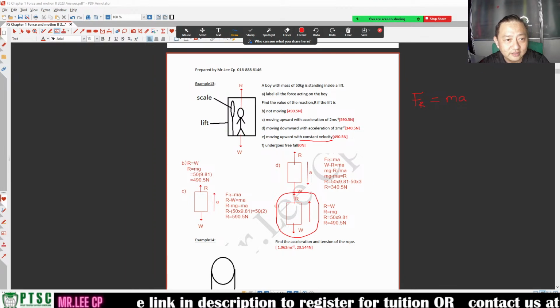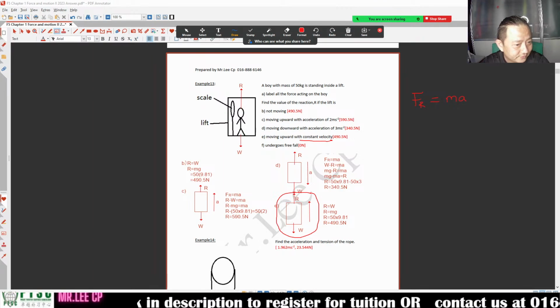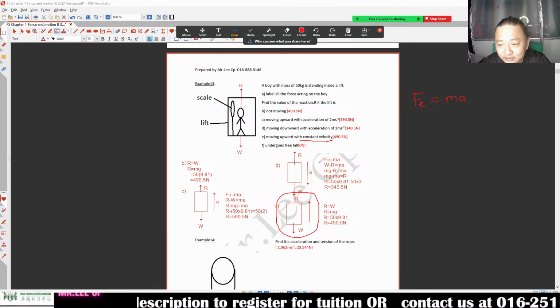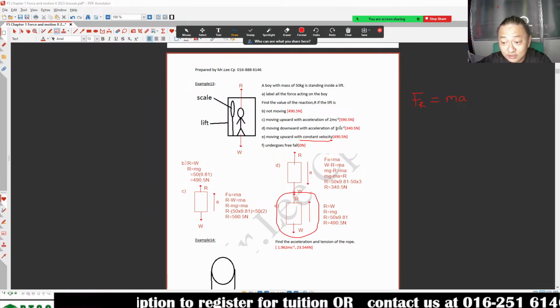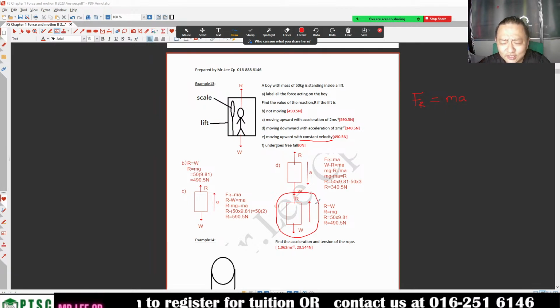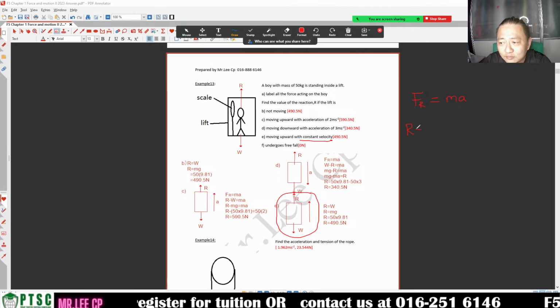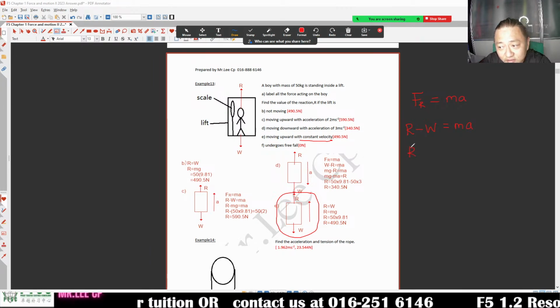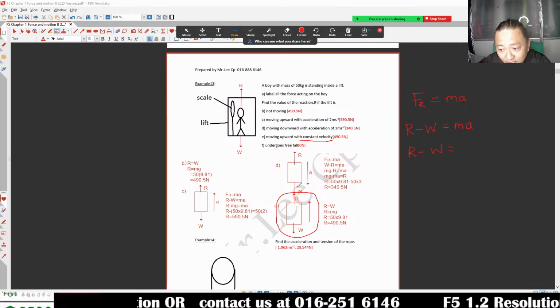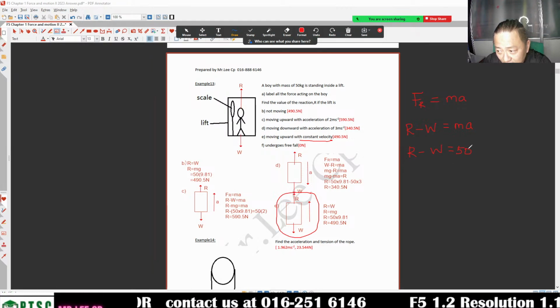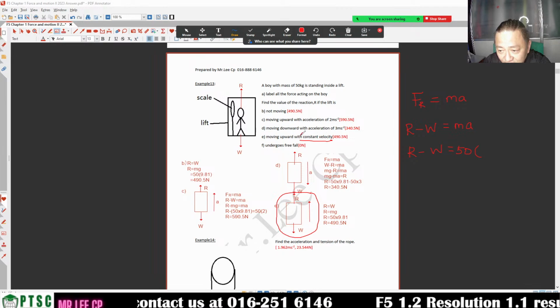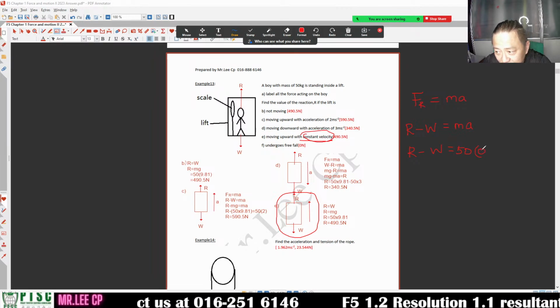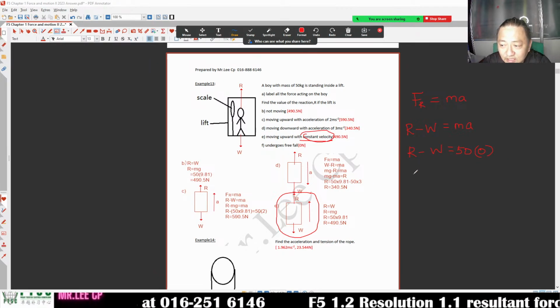Alright, I'm too lazy to write for you. So R, yes, you are correct. R is bigger. So why is R bigger? Because it's going up, R minus W is equal to MA. M is 50, constant velocity, acceleration is 0. So 50 times 0 is 0.